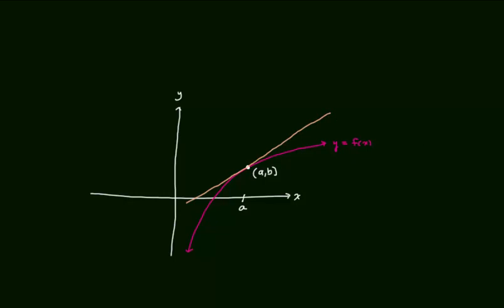Alright, and then I'm going to write the equation of the tangent line, which is going to be y minus b equals the slope, which we can represent as f prime of a times x minus a. One of the key features being that slope.